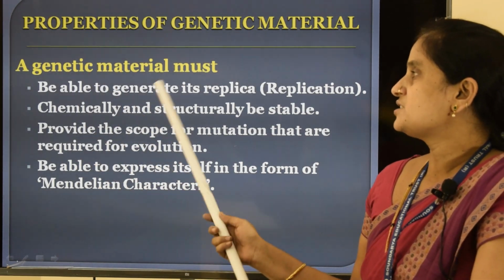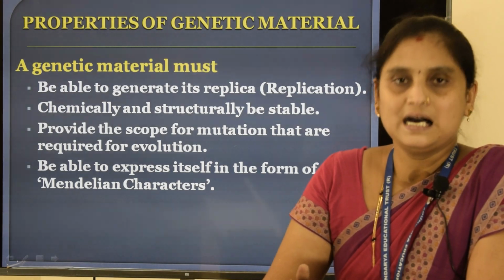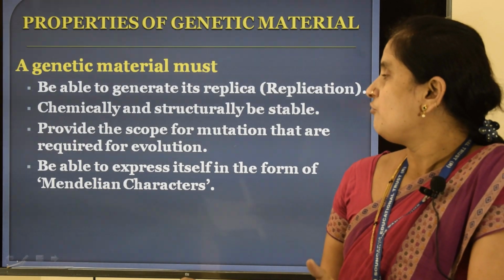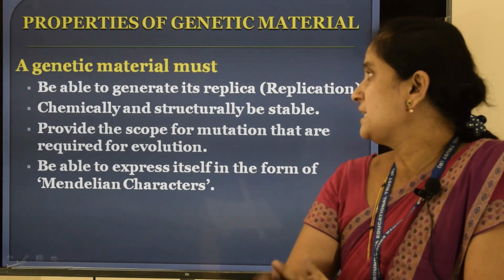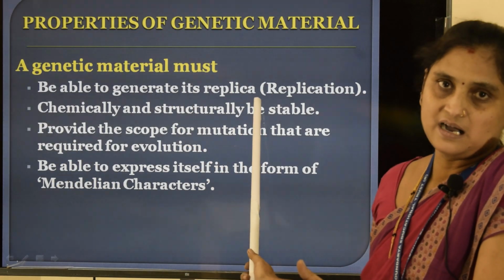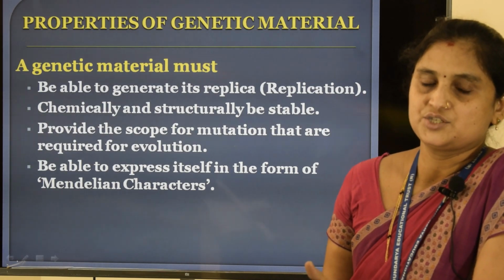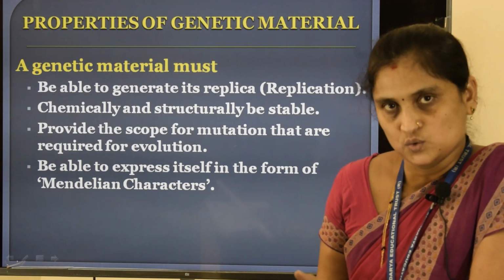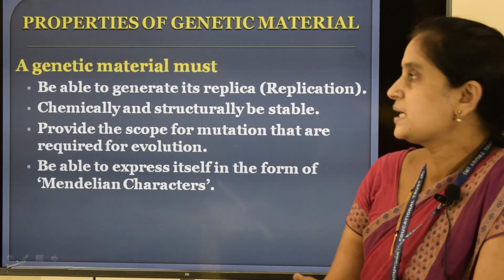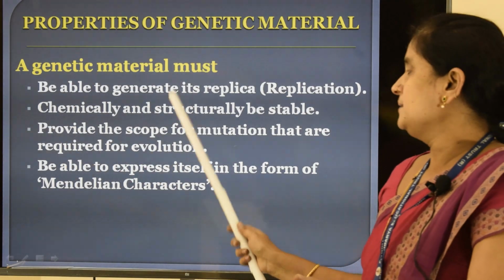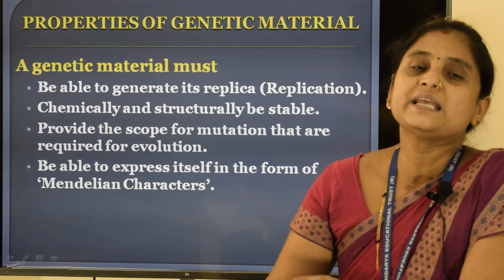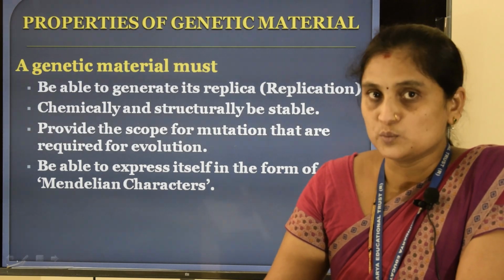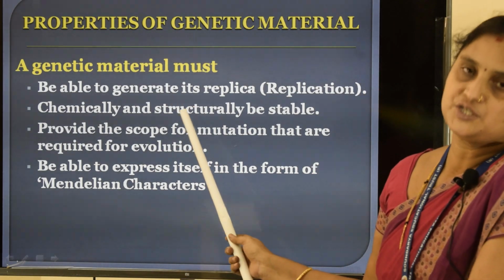One by one, a genetic material, whether it is DNA or RNA, has to satisfy all these criteria. The first criterion is that the genetic material must be able to generate its replica, which means it has to undergo replication, multiply itself, and produce an exact copy of its own. If the genetic material does not have this property, there would not be any uniqueness in the species, where we know that every species has a constant number of chromosomes. That is because of the replication property.